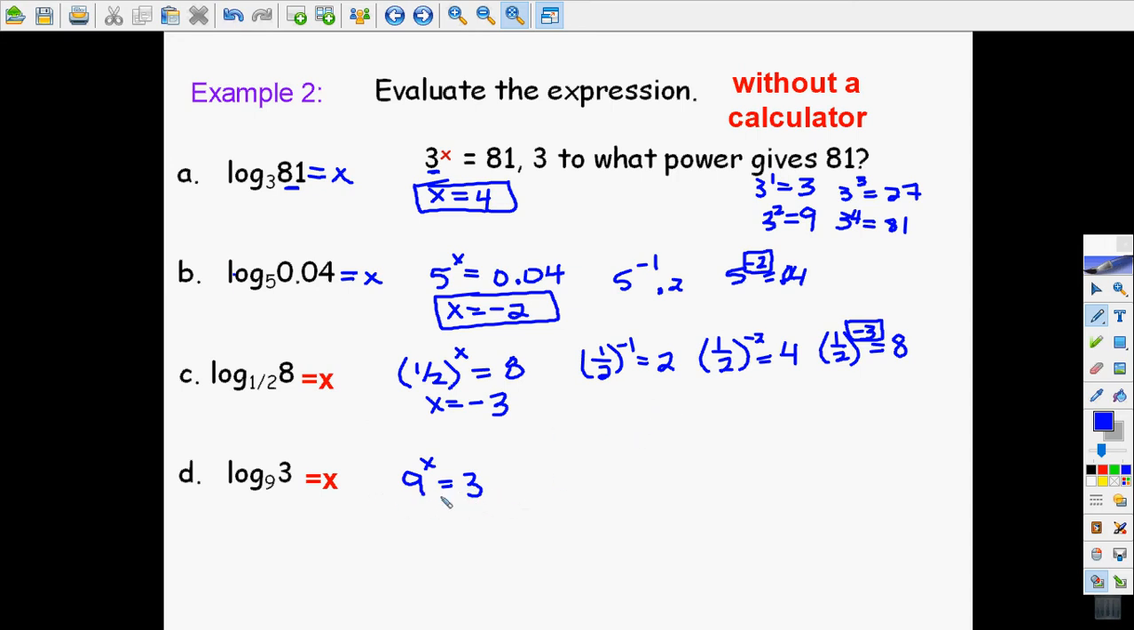So if I look at this, I think of 9. What is the connection between 9 and 3? Well, the square root of 9 is 3. So remember that you can also write the square root of 9 as 9 to the 1/2 power, right? That's equal to the square root of 9, which is equal to 3. So x must be equal to the 1/2 power, right? So x is equal to 1/2.